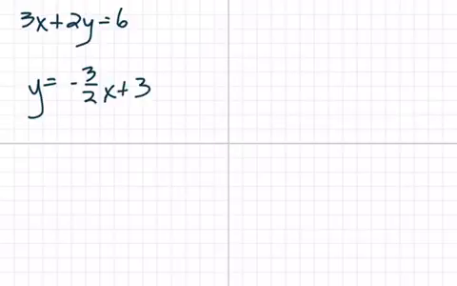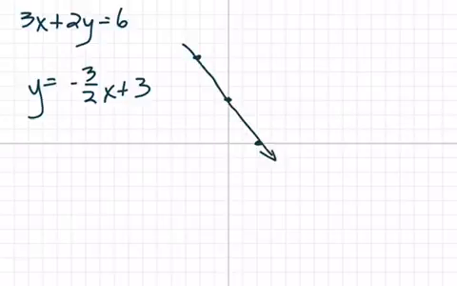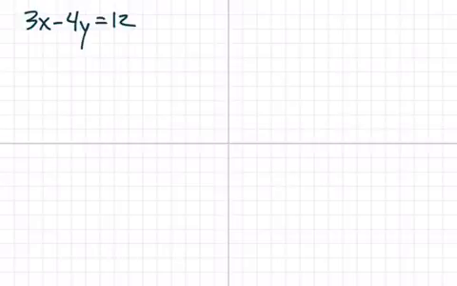Okay, so let's graph that. So we're going to go up 3, 1, 2, 3. Negative 3, go down 3 to the right twice, or up 3 to the left twice. Once again, you notice that the slope is negative, so it is going to slant in that direction. Okay, y'all try this one. Go ahead and put in the form y equals mx plus b and graph.